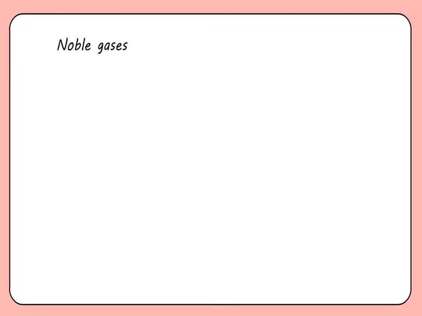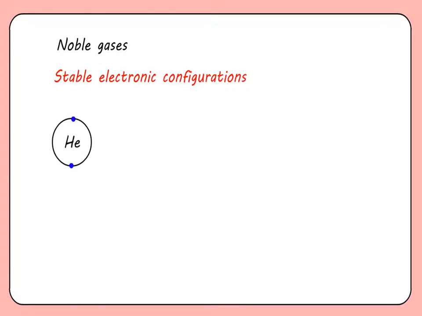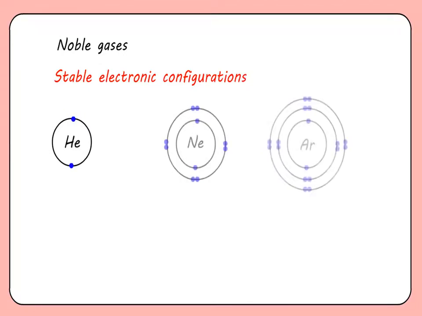The noble gases are unusual in that they exist on their own as single atoms. This is to do with their stable electronic configurations. Helium has a full outer shell of 2 electrons, and the other noble gases have 8 electrons in their outer shells. Other elements try to achieve the same electronic configurations as the noble gases by chemical bonding.